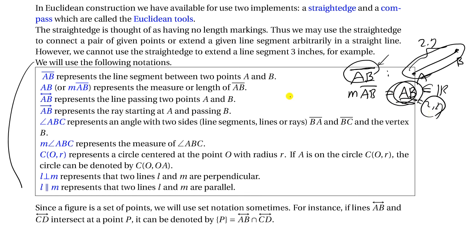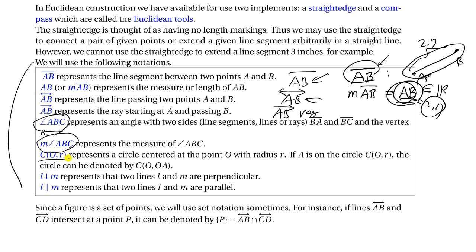And if it's a line segment, AB with an overline is a line segment, but AB with arrows on both ends means it's a line, right? If you have only one direction arrow, it's a ray, going in that direction. So angle ABC means that geometric object, the angle, but if you put M in front of it, that's the measurement, the size of angle ABC, like 25 degrees or something like that, right?